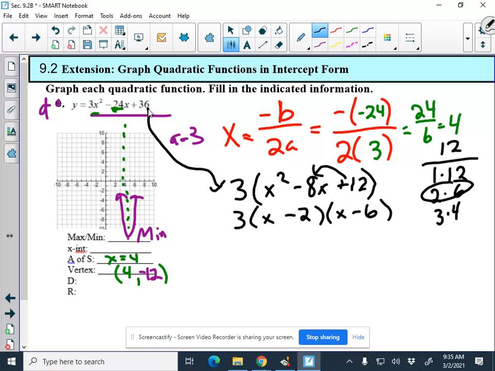Our intercepts should be at 2 and 6. So if we continue drawing these things, our intercepts are 2 and 6, but we had to factor to get there. Now let's see if that works. 2 plus 6 divided by 2 is 4. That was our axis of symmetry. It works the same as the other formula. Our range, y is greater than or equal to negative 12. So sometimes to find those intercepts, you may have to factor.